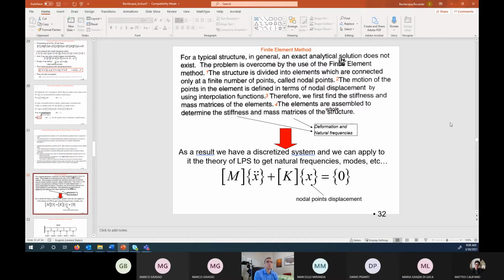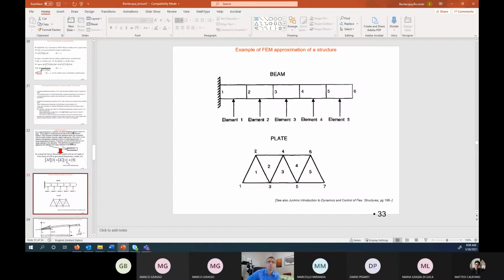Exactly what we have done so far. We want to eventually find a mass matrix and a K matrix, and the X vector is now these nodal point displacements, the connections between the elements. So, for example, in this cantilevered beam, say that I have 1, 2, 3, 4, 5 elements, I will have 6 nodal points: the attachment point, the connection between element 1 and 2, and so on, all the way to the end. For the plate, same story. You can have 5 finite elements, and then you have all these connection points.